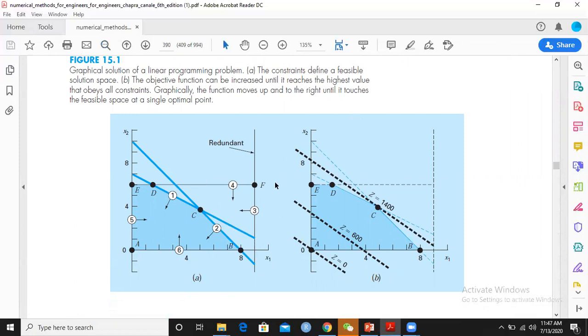What is happening in figure 15.1? We have sketched the objective function and all the corresponding constraints on the same graph, and now we are talking about the maximum. Okay, so in the next video we will discuss this picture.